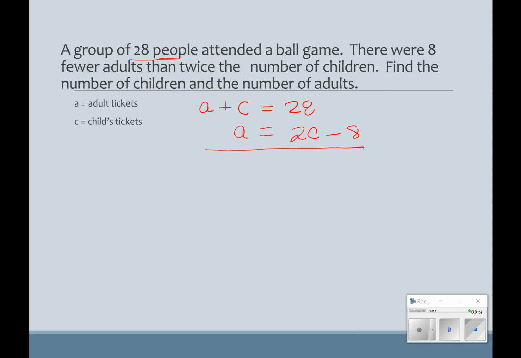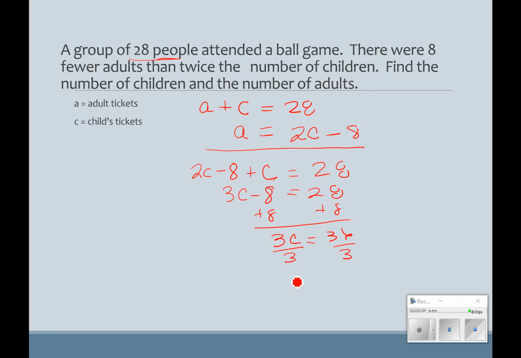Okay, and to solve this one, since it's already solved for A, I'm just going to go ahead and use substitution. So I'm going to put 2C minus 8 in for A in the first equation. And then so plus C equals 28. Okay, and I'm going to get 3C minus 8 equals 28. If I add 8 to both sides, I'm going to get 3C equal to 36. If I divide by 3, C equals 12.